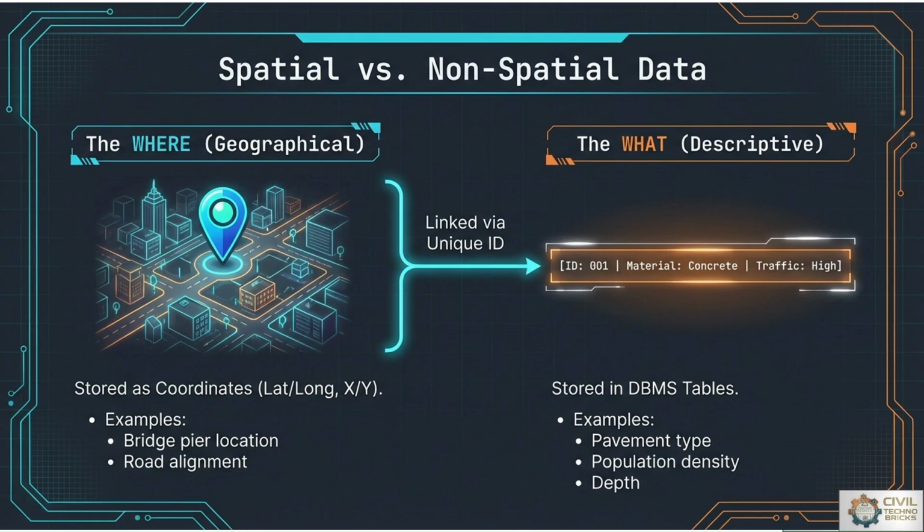So spatial data represents the where component in GIS and stores geographical locations using coordinates. Just like in civil engineering, it includes piers and road alignments. Non-spatial data represents the what component and stores the descriptive information in the database management tables. So spatial and non-spatial data are connected through a unique ID which links map features with their related attribute details for analysis and management. Remote sensing provides spatial information while GIS integrates and manages both location based and descriptive data for engineering applications.